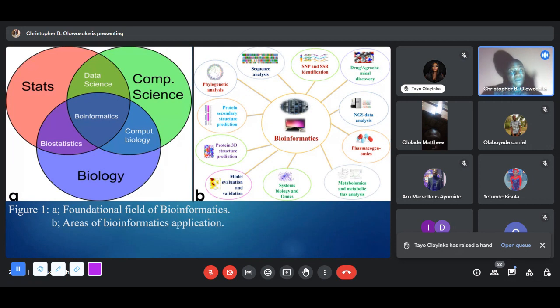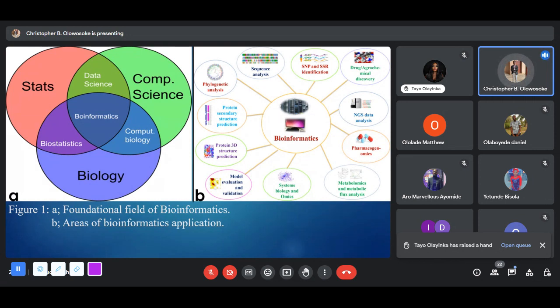The next item on this chart is data science. Data science is a field that helps us extract knowledge and insight from large data sets. So if you have large data, you can easily navigate through the data set with data science. We also have statistics, biology, biostatistics, and computer science.